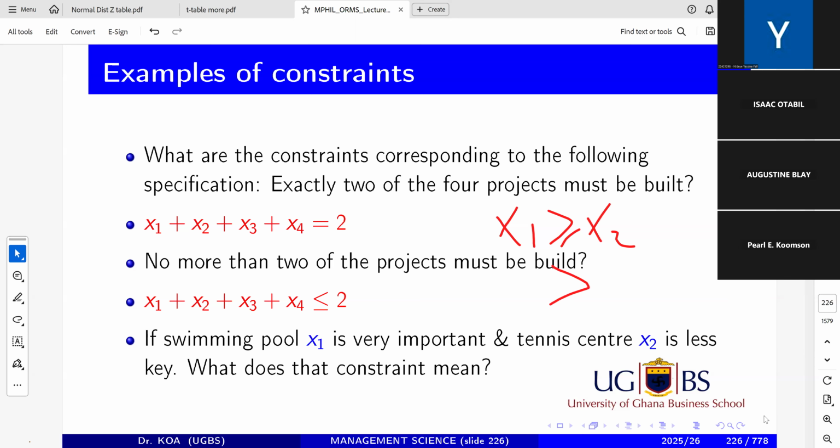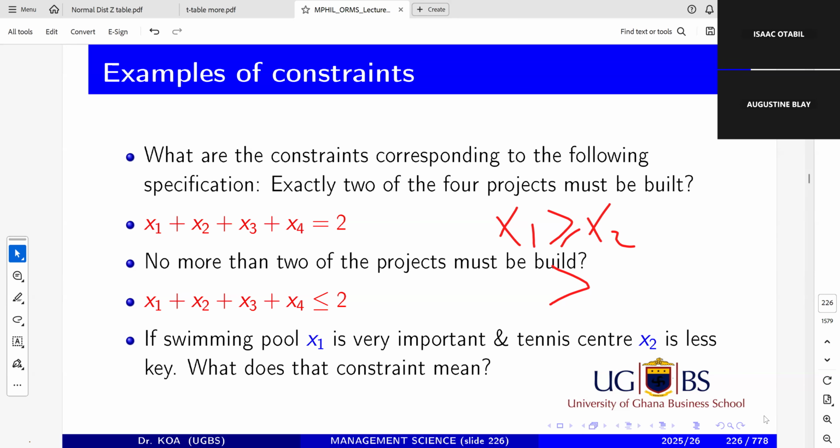But if swimming pool is very important and tennis is less important, that word less important means tennis is also important, but swimming pool is more important than tennis, but they are all important. They are all being important is the equality part, but the greater than part is the fact that this one is more important than that. Does that make sense?